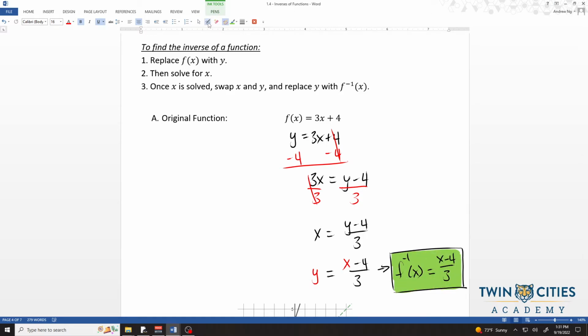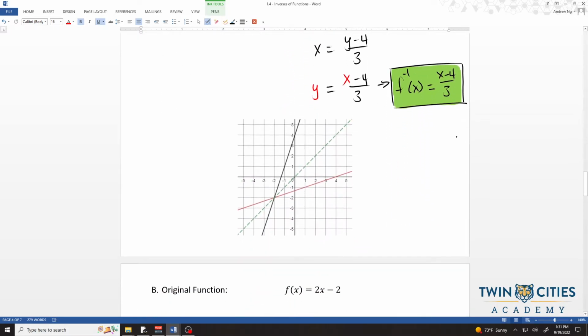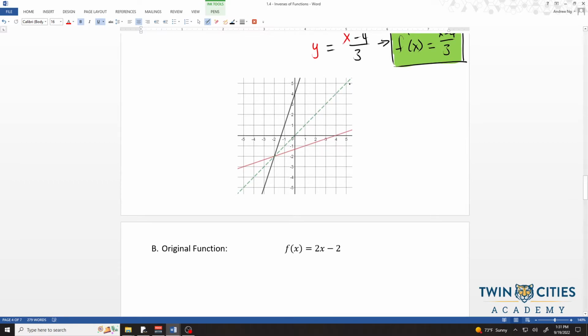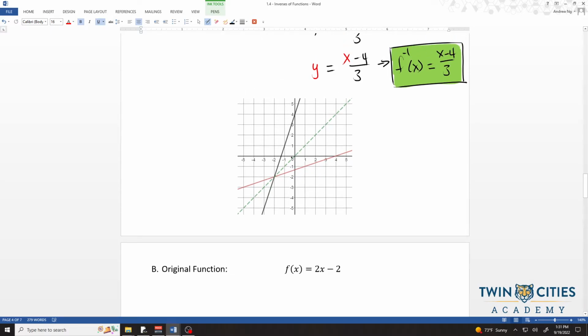Okay, so let's talk graphically then. What's happening here? As you see, this dashed line is my y equals x, and then one of these lines is my original and the other is my inverse. And take a look. Just like when they were just a few points, now technically these are lines, so this is infinite points, we're still symmetrical about this y equals x.